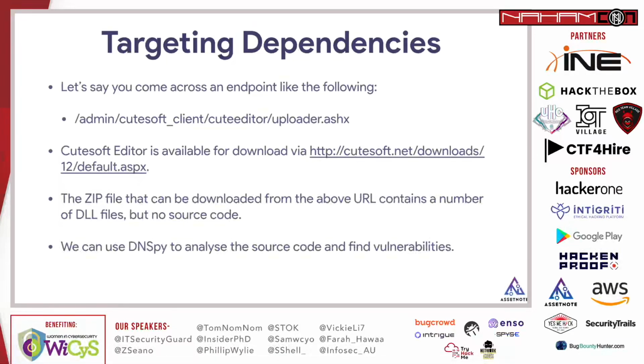You can download these dependencies usually from the internet using NuGet or directly from the vendor's website. Once you've downloaded that package, it might contain DLL files, but sometimes it won't contain source code. And usually to find vulnerabilities, you want to be able to read the source code so that you can see whether or not there are any vulnerable components. This is where dnSpy comes in, and it helps you analyze the source code and potentially find vulnerabilities. It reverse engineers DLL files back into the source code.